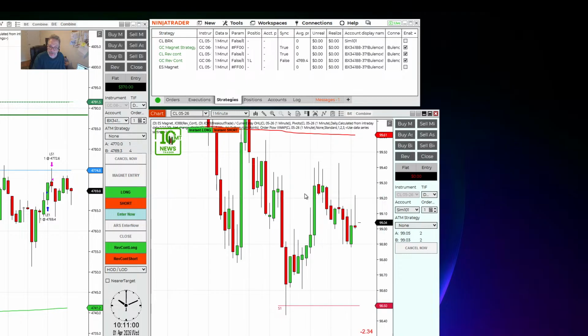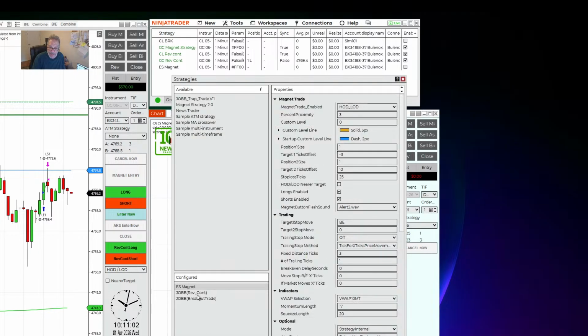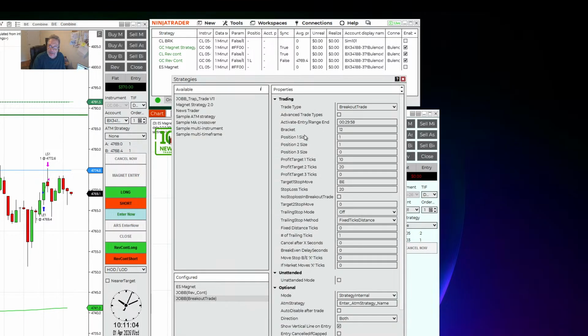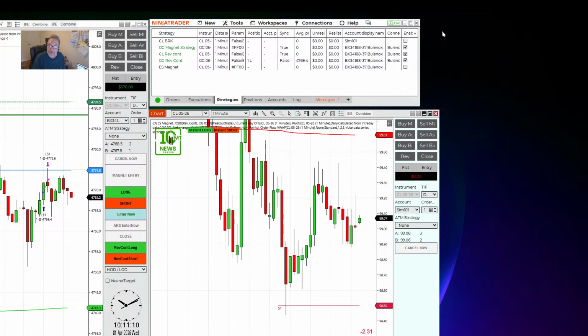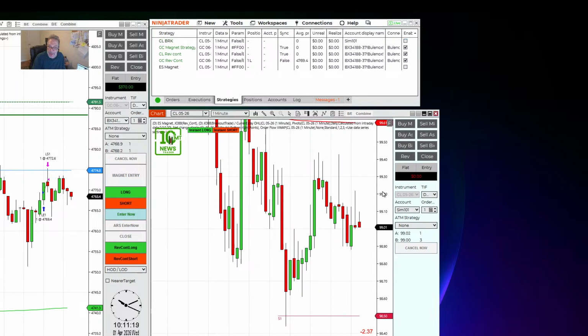Let's get rid of our vertical line on entry. Right-click strategy. Highlight the breakout. The optional show vertical line on entry. Uncheck it. Apply it. Okay. Now let's look at it again. Okay, we have a nice oil bracket. Should there be a breakout?